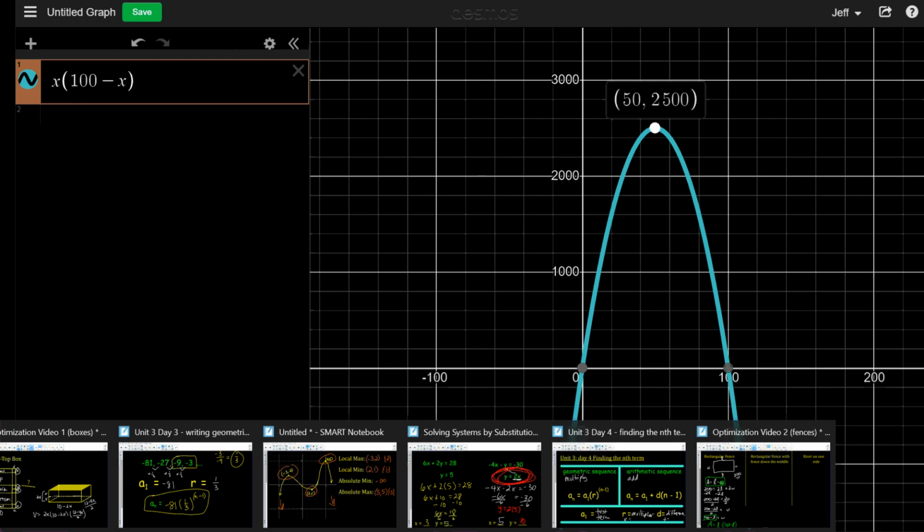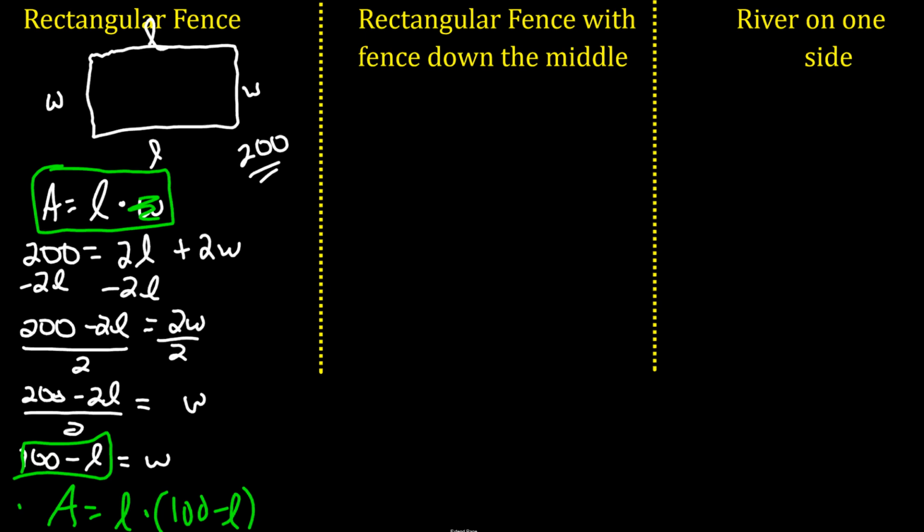So in this first example, when the length is 50, the maximum area is 2,500. So there's a couple different ways you could figure out the width here. We'll bring that W back and use that.